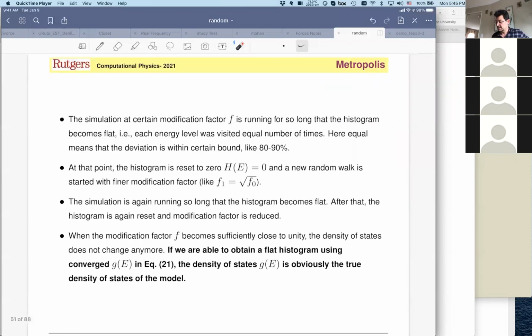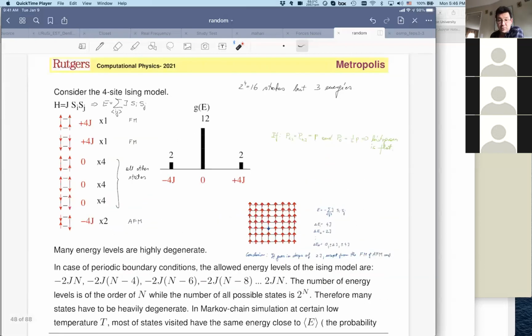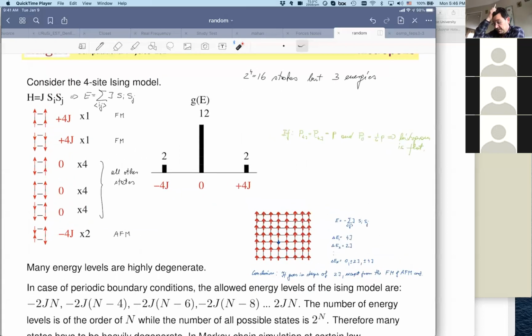Now, what is the Wang-Landau algorithm? Well, it's quite different in philosophy. It's not a small modification of the cluster algorithms, but really different in philosophy. It's very useful for studying phase transition phenomena because it does not suffer from critical slowing down and gives direct access to the thermodynamic potential and its derivatives. I mean, cluster algorithms also don't suffer from critical slowing down, but Wang-Landau is probably even more efficient than cluster updates.